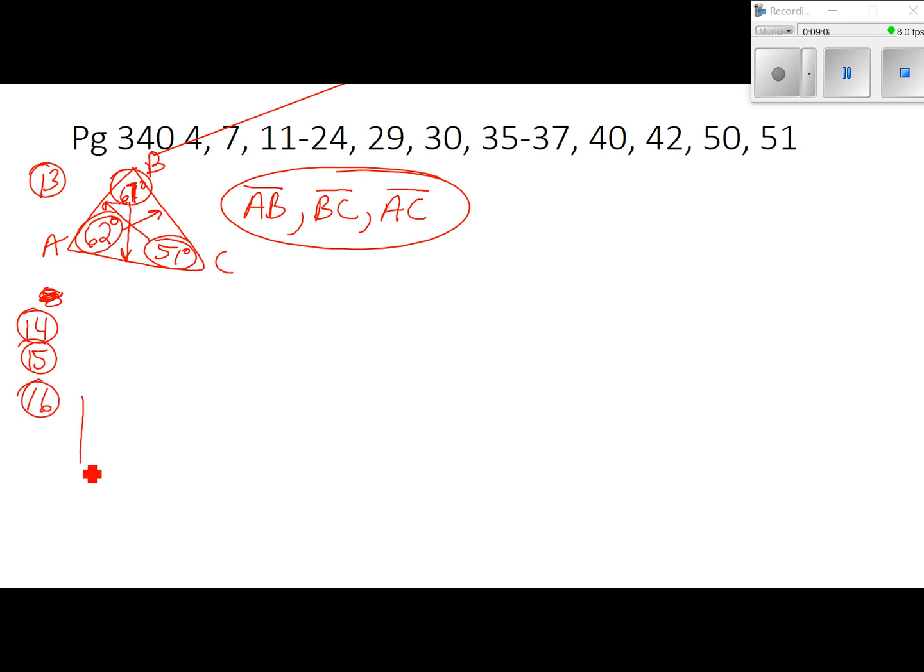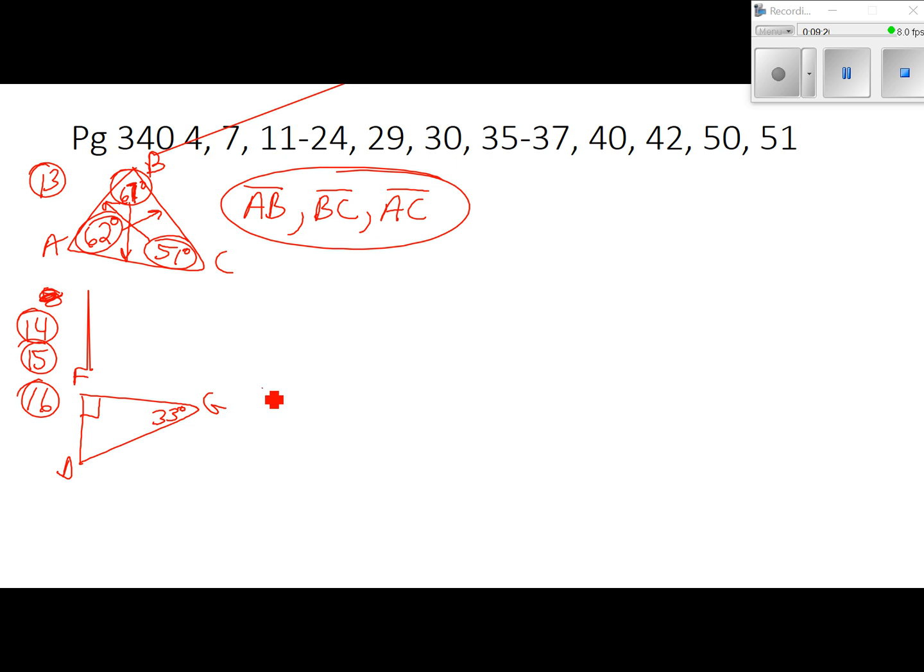I'm going to do it. 16, they give you a picture. It looks like this. That's a right angle. This angle is 33 degrees. This is F, D, and G.